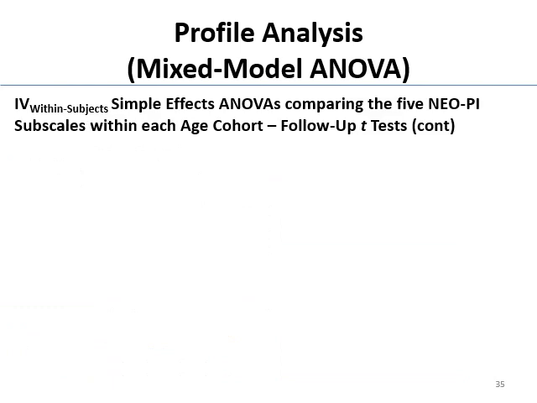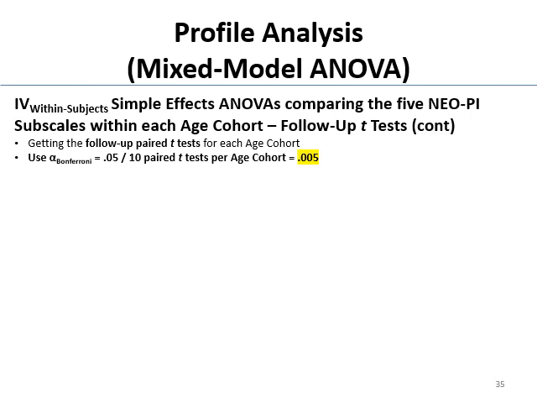So the follow-up t-tests, how do we do those? Well, we need to get follow-up t-tests for each age cohort separately. So we need to compare any O, A, and C to each other for young and then separately for old. How do we do that? Well, the short answer is we have the split file procedure still on from before. So if we do the t-tests, it's going to do the t-test separately for young and then separately for old because split file is still on. We haven't turned it off.